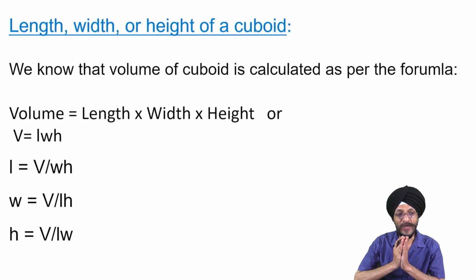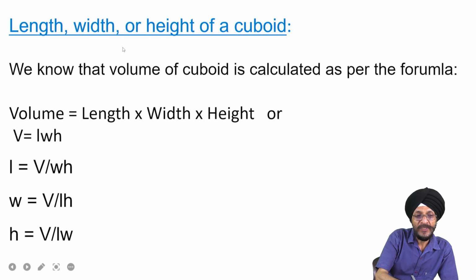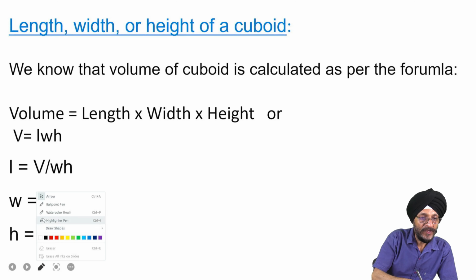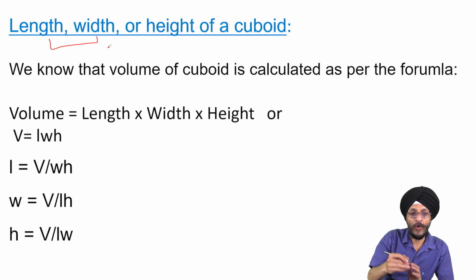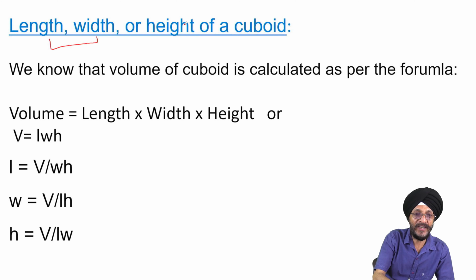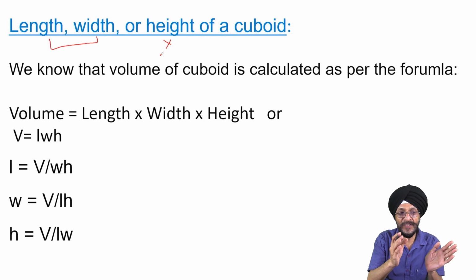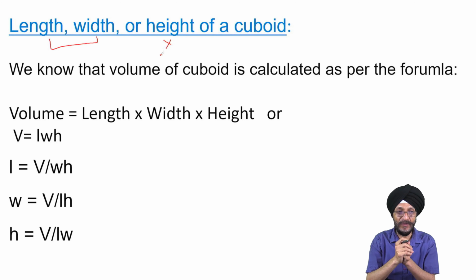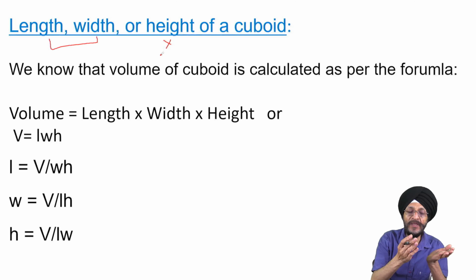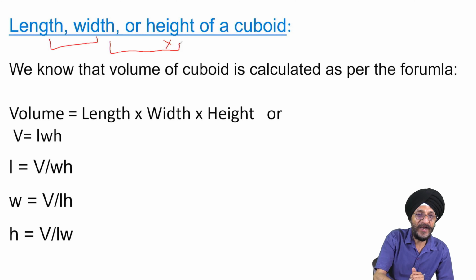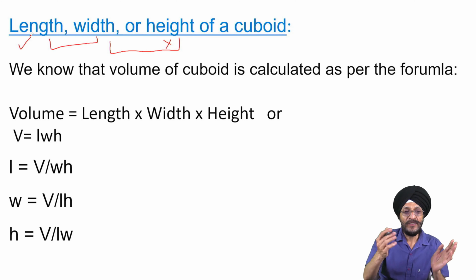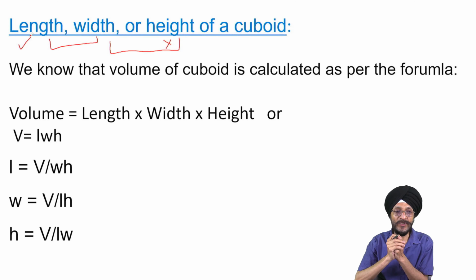Now the topic before us is finding the length, width or height of a cuboid. Suppose in a question length and width are given along with the volume and the height has not been given, then we will have to find the height with the help of length, width and volume. There can also be another situation in which volume is given along with width and height and we have to find out the length. Then how are we to find the same?